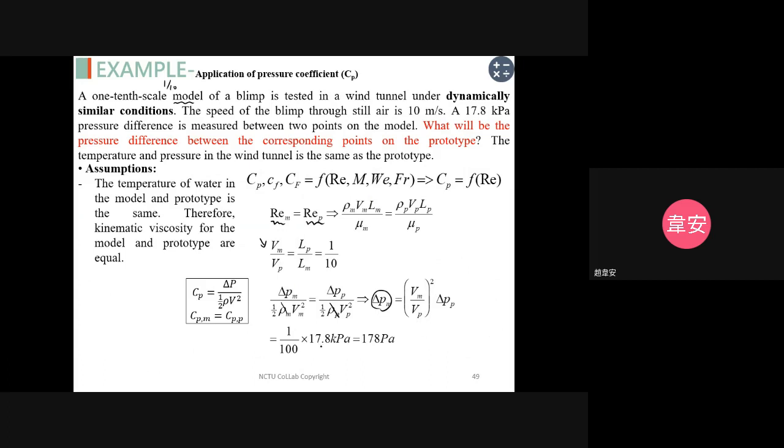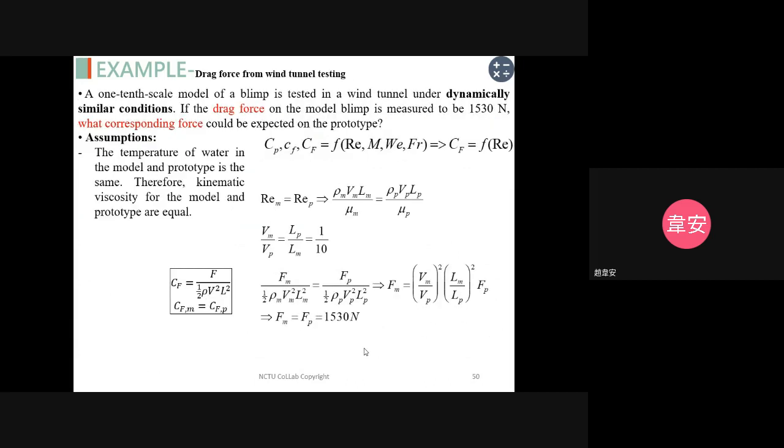The pressure difference in the prototype, we know the value is 17.8 kilopascal, and we know that the square of the velocity ratio is 100 over 1. So the answer for the pressure difference in the model should be 178 Pa.